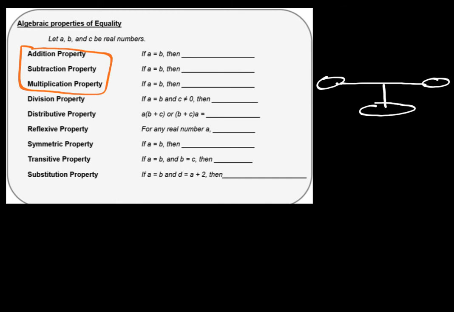So the addition property of equality says that if two things are equal, so if A equals B, then A plus C equals B plus C. What that is telling me is that if two things are the same, or equal, then I can add the same thing to both of them and they will still be equal.